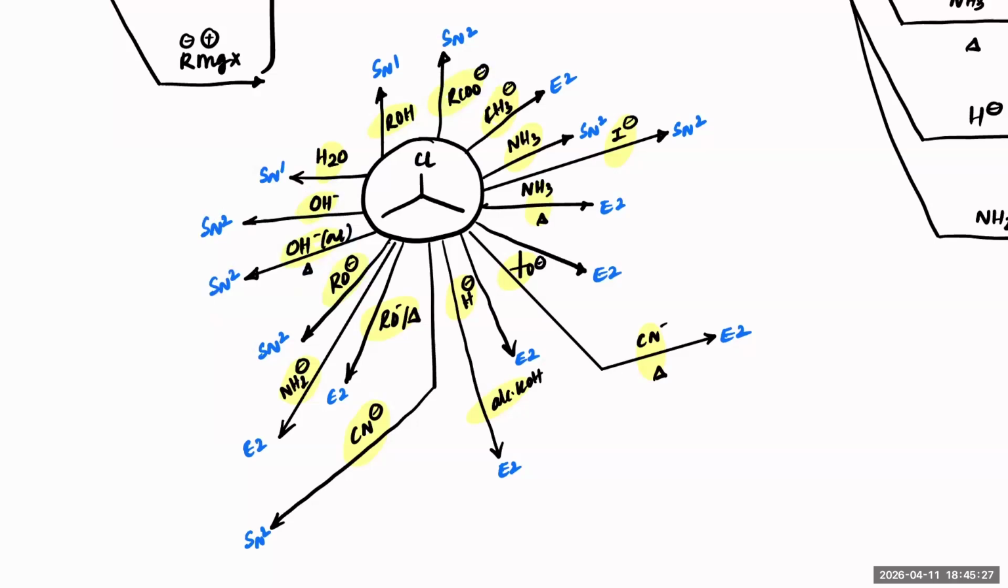Now notice this. Ammonia, of course, has neutral charge, so SN2. But if you have strong nucleophiles like CH3 minus, ammonia and heat, tert butoxide, H minus, alcoholic KOH, RO minus and heat, and NH2 minus, all of these will give you the E2 mechanism. Cyanide and heat also. But if you have given only cyanide, no heat, or you have given I minus, these will still give you SN2.